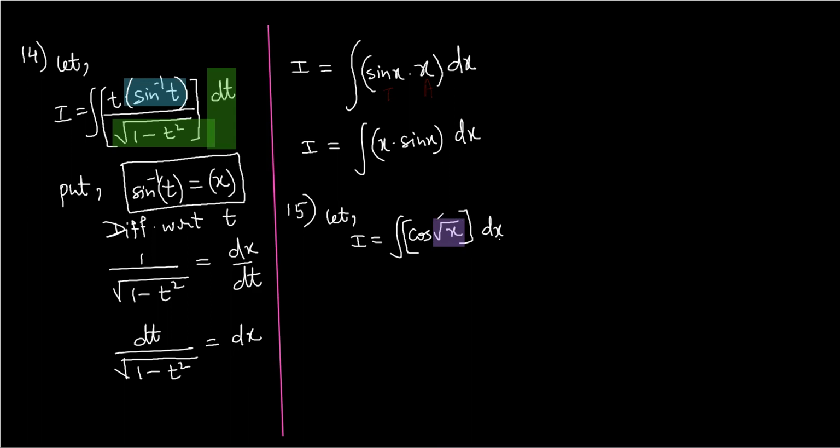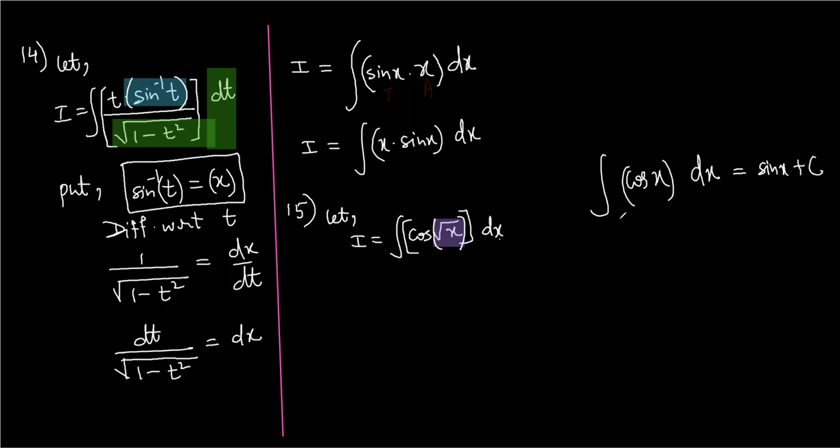I would like to have the angle of cos as x. See, if I had something like cos x dx, this is in its most basic fundamental form, and the integration is sin x plus c.